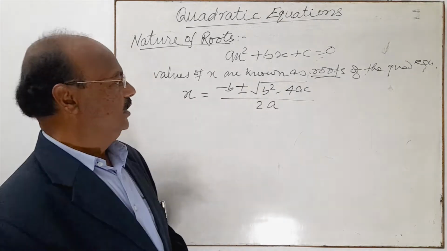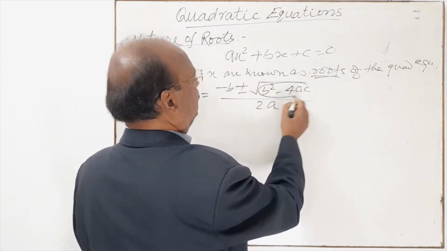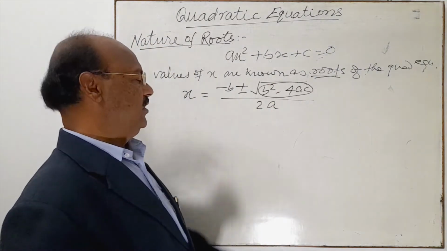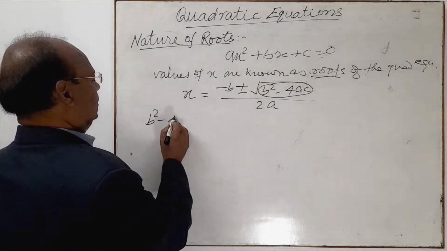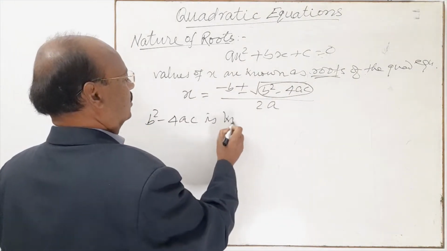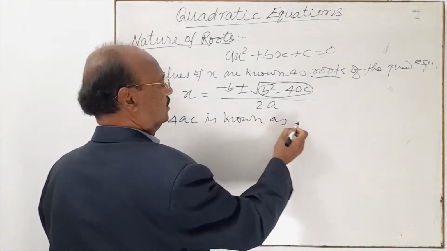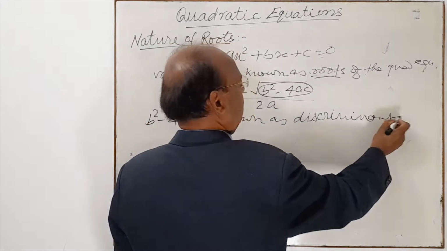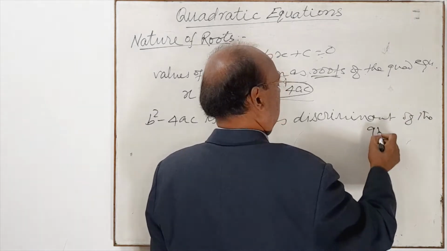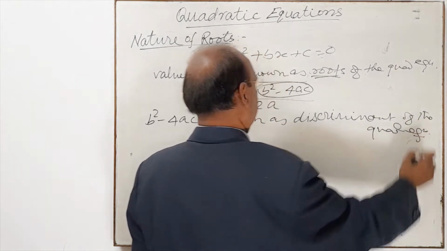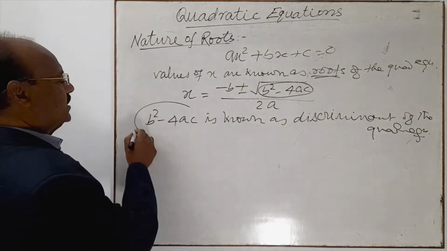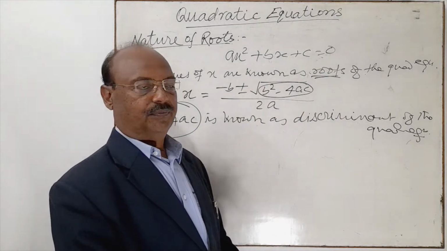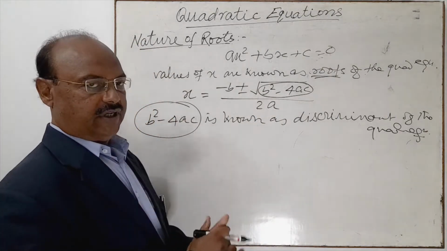Correct? Okay. Now you see this expression b square minus 4ac is known as discriminant of the quadratic equation. And the value of this discriminant decides the nature of the roots. So there will be three different cases.